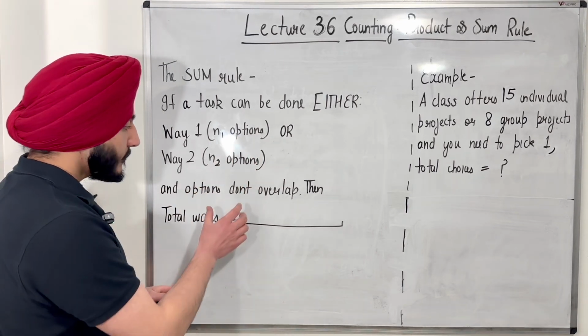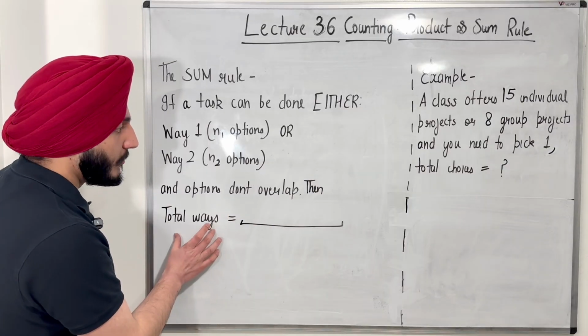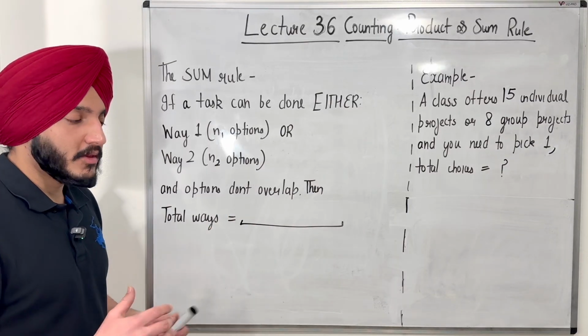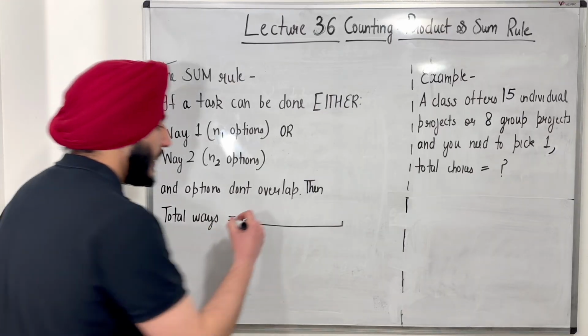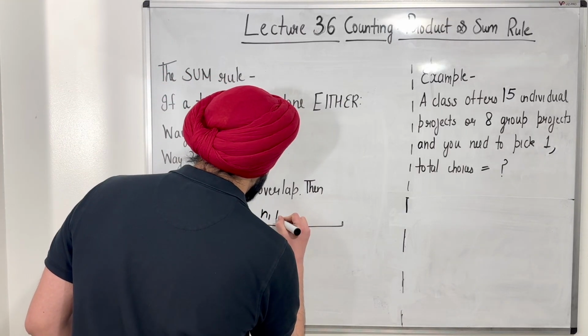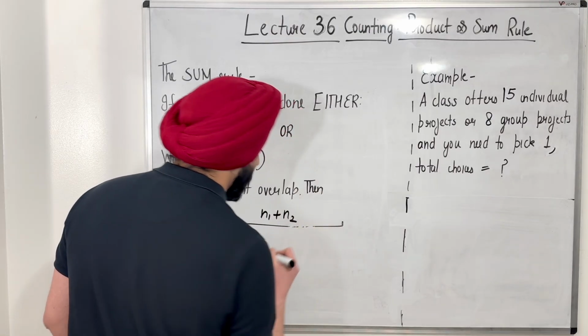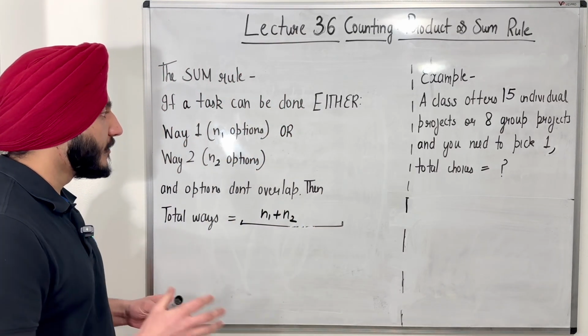So what would be the total number of ways? Just try to pause the video and think about what this would be. So this would simply be n1 plus n2. Very simple to understand, right?